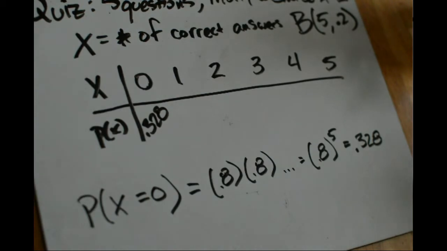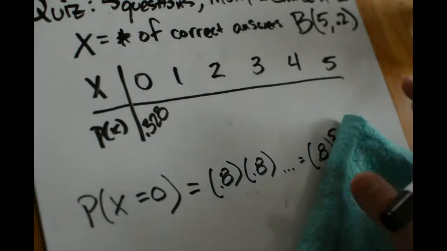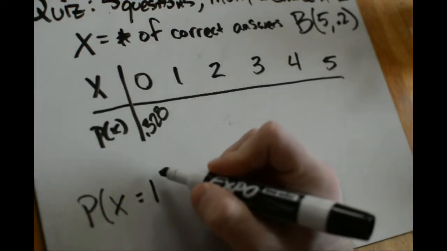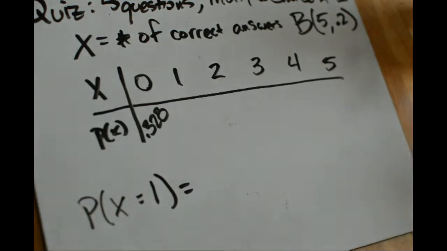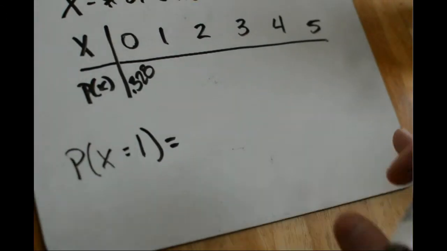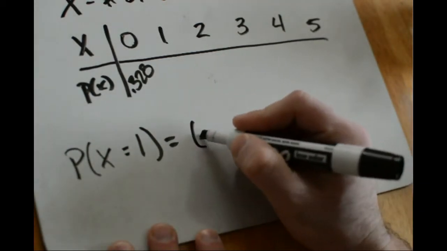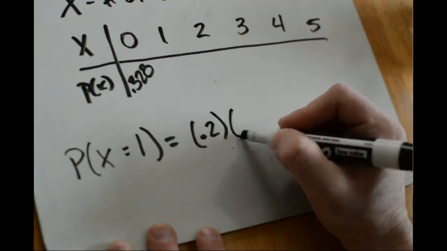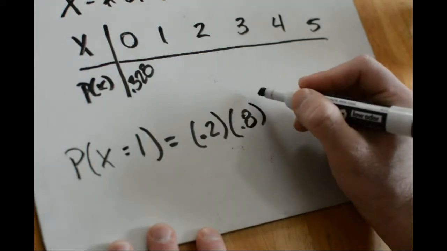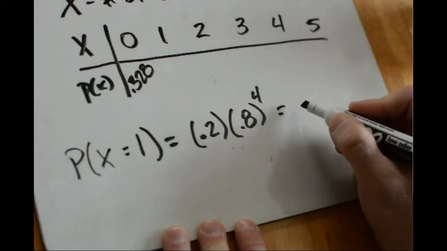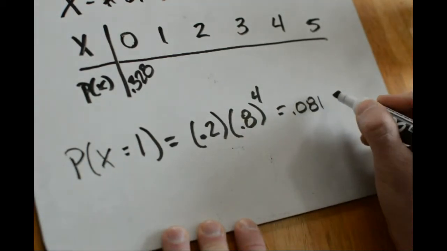Now the next one, this is where it starts getting a little more complicated. Let's take a look at the probability that x is equal to 1. That is the probability that you get 1 question correct. Well, it might be intuitive to think about this as: I would get a question right, so 0.2, and then I would have to get 4 questions wrong, so 0.8 raised to the 4th. So that's 1 question right and 4 questions wrong. And that would be a probability of 0.0819.